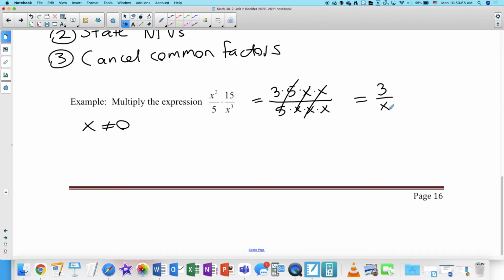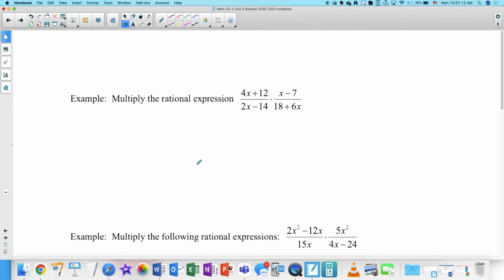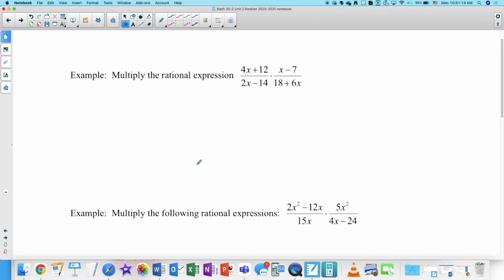Okay, now you don't have to show this step if you can do this in your head and think, okay, well, 15 over 5 is 3. And x squared over x cubed, 2 of them will cancel, 1 will be left in the denominator. That's fine. Okay? All right. Let's look at another example. Okay? Multiply the rational expression.